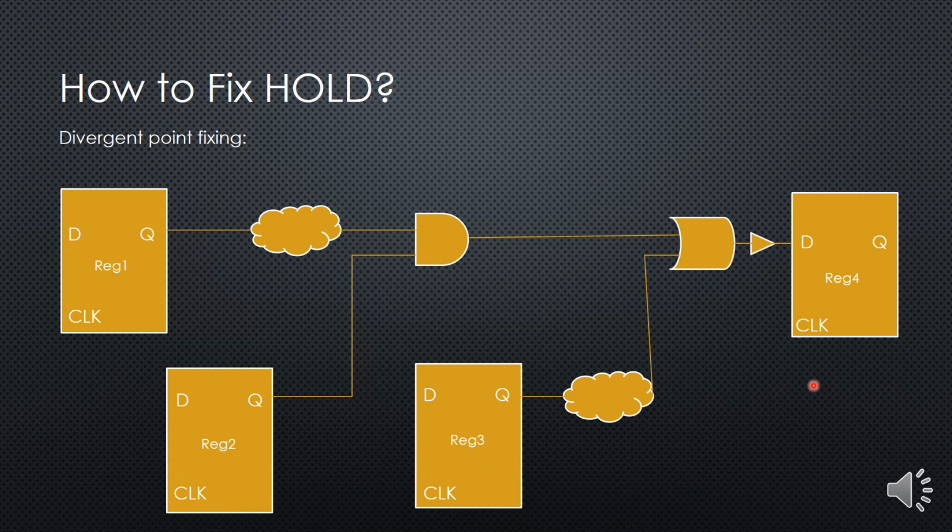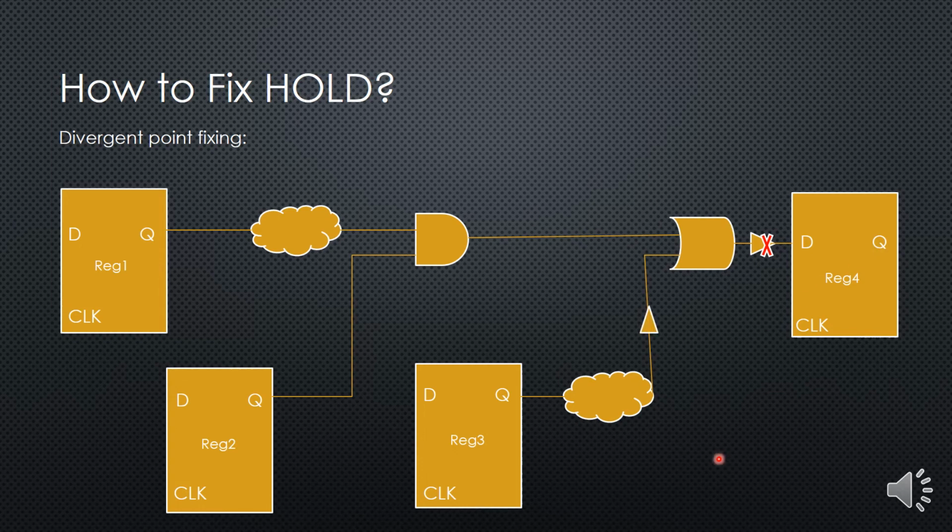If at all we are adding the hold buffer over here, it is going to violate the reg 1 to reg 4 timing path or reg 3 to reg 4 timing path, because we obviously have more data path delay in these paths from reg 1 to reg 4 and reg 3 to reg 4. So this may violate the setup of these two timing paths.